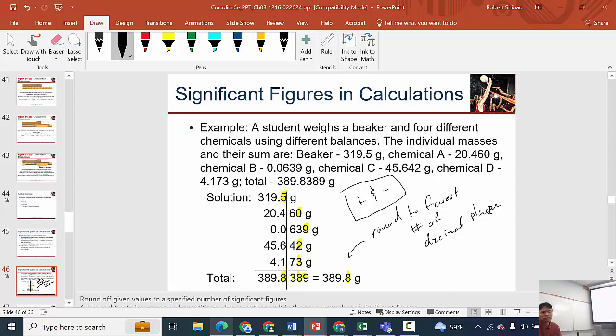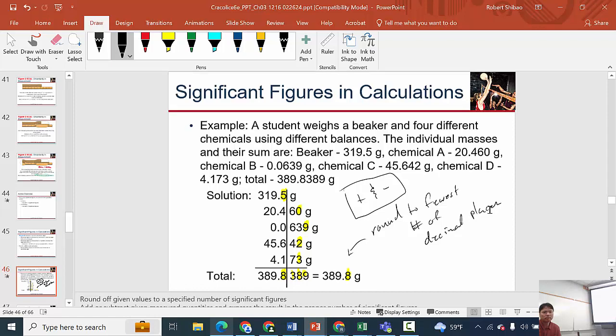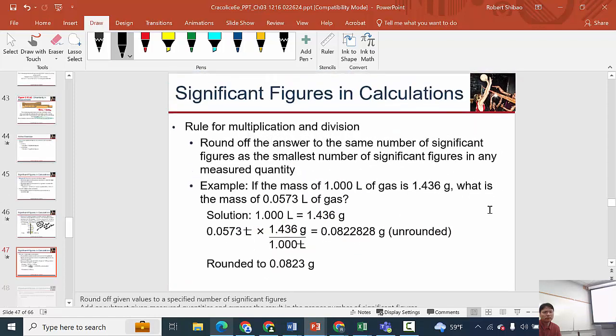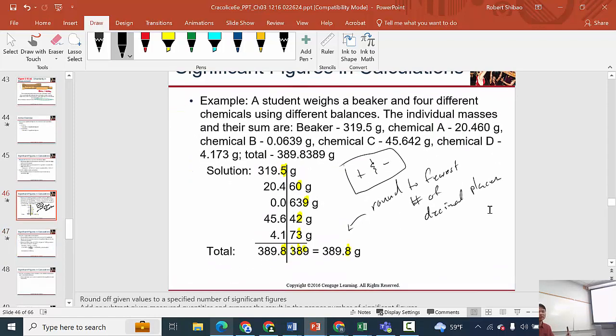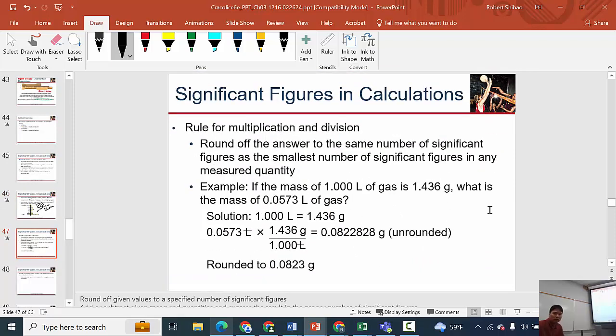So if the uncertainty, let's say, was at the 3 instead of the 8, we would round to the 3, or we would still round to the 8? No, we'd round wherever the uncertainty comes up. We're only allowed one uncertain digit. That's our final answer, so we'd round our final answer to that.